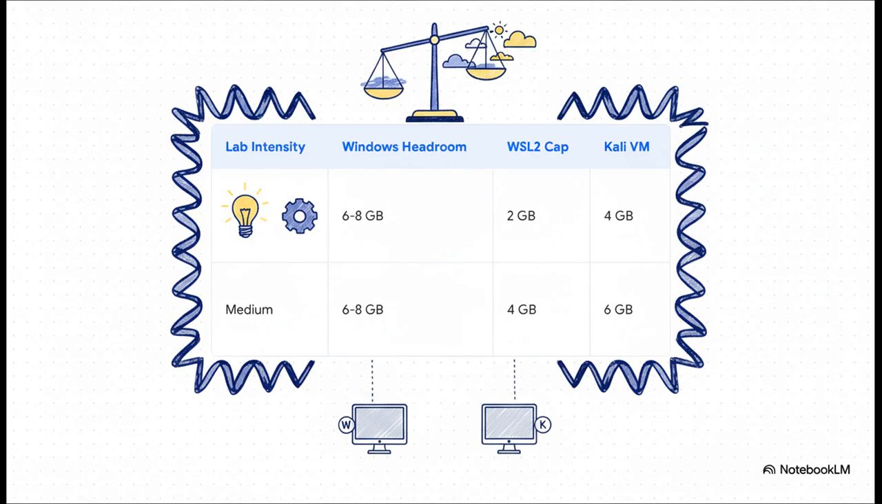So don't think of this table as a perfect scientific benchmark. Think of it more like a guardrail. On a 16 gig system, you can see how you'd put a cap on WSL2 and then size your Kali VM just right, all to make sure that Windows always has enough room to breathe.